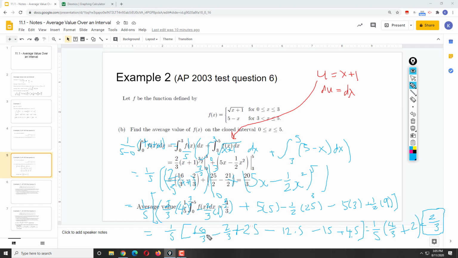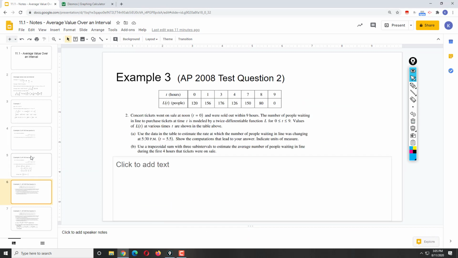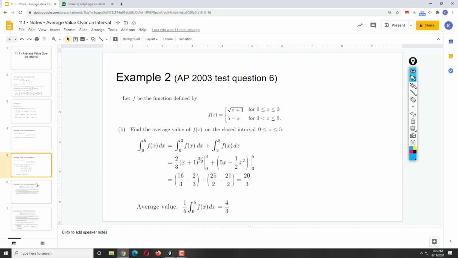Sorry, I made a mistake. It's not 4/3, it's 14/3 because it's 16 minus 2. 14/3 plus 2 is 20/3. 20/3 divided by 5 is 4/3. So the average value should be 4/3. Okay. In your notes, you can see the calculations clearly right here.